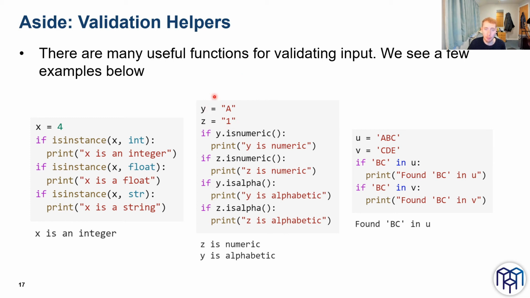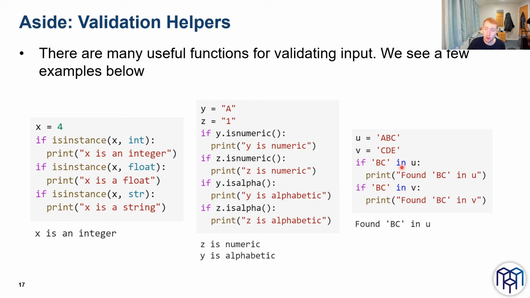And so here y is the letter A, that's not numeric, but z is, because it's just the number 1. And y is alpha. Alpha means is it only alphabetical, so only the letters, no numbers. And y is alphabetic, but z is not.